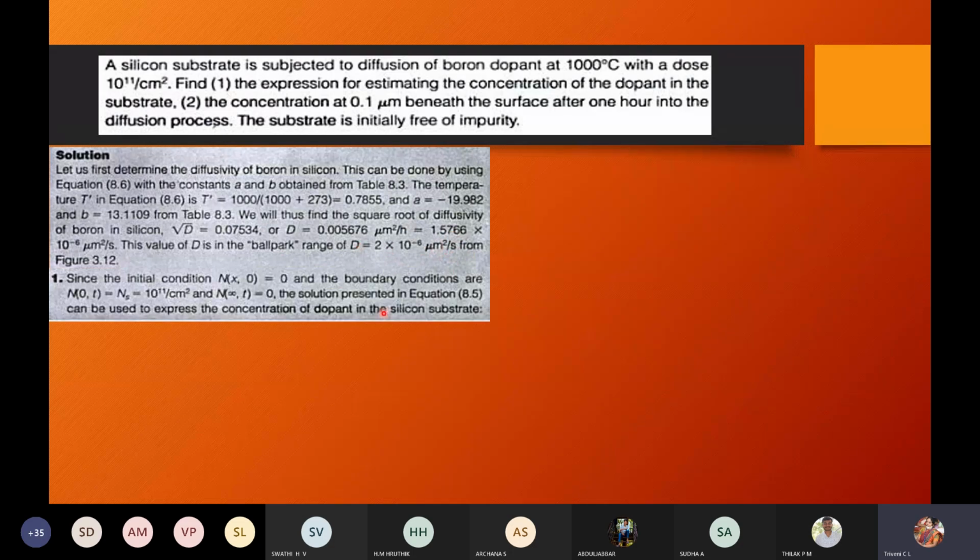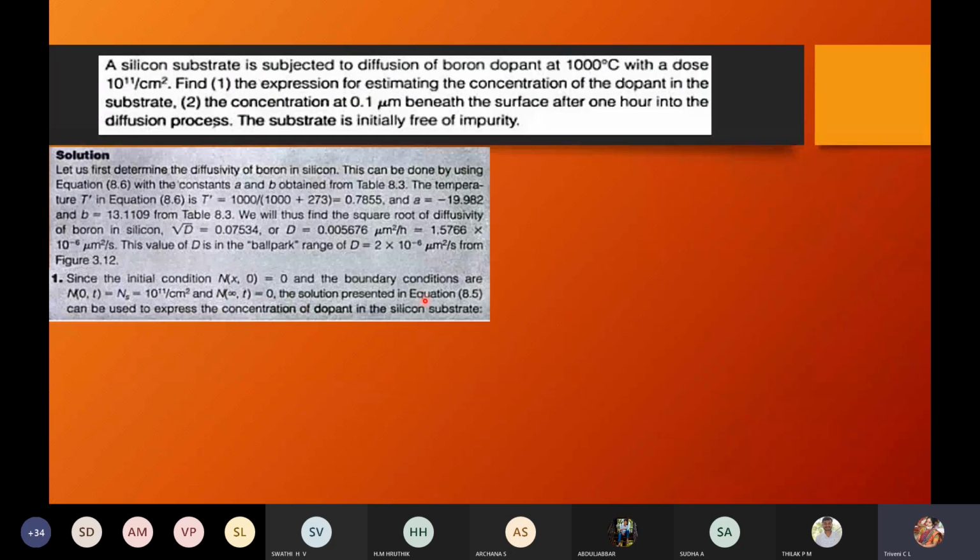So after calculating that one, we'll try to substitute the initial conditions. What are the initial conditions here? N of x comma 0 is taken as 0 here, and N of 0 comma t is taken as nothing but Ns, which will be equal to how much? It is given by 10 to the power 11. So calculate that one here. And N of infinity comma 0 is considered as 0 here.